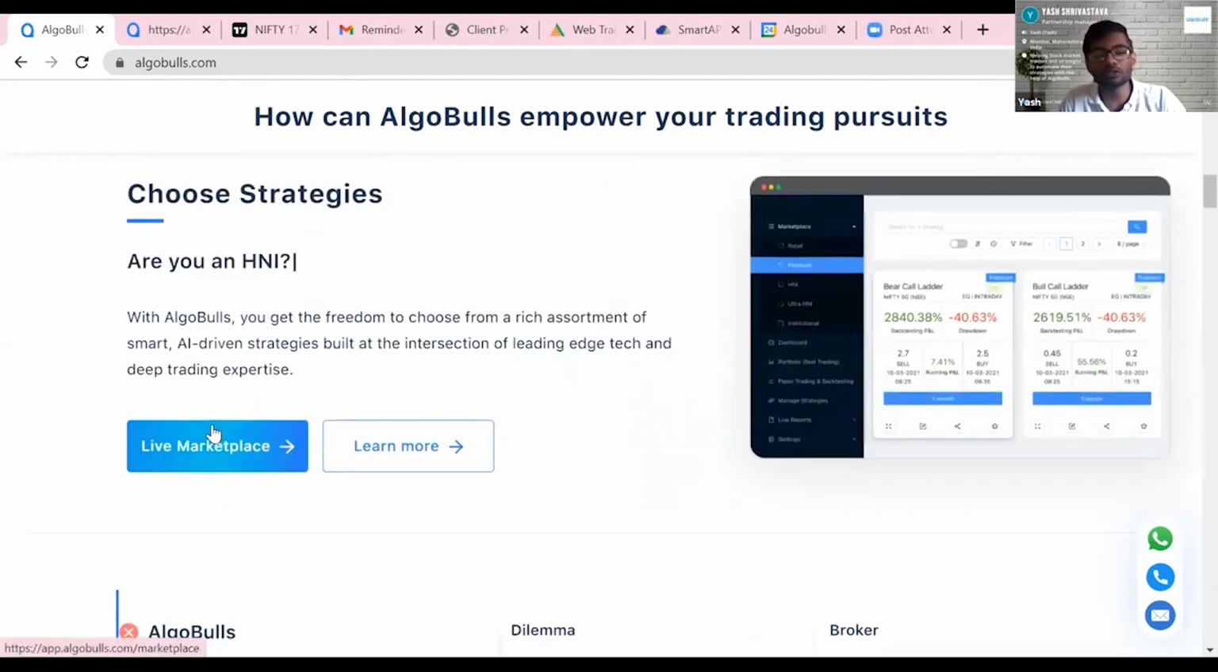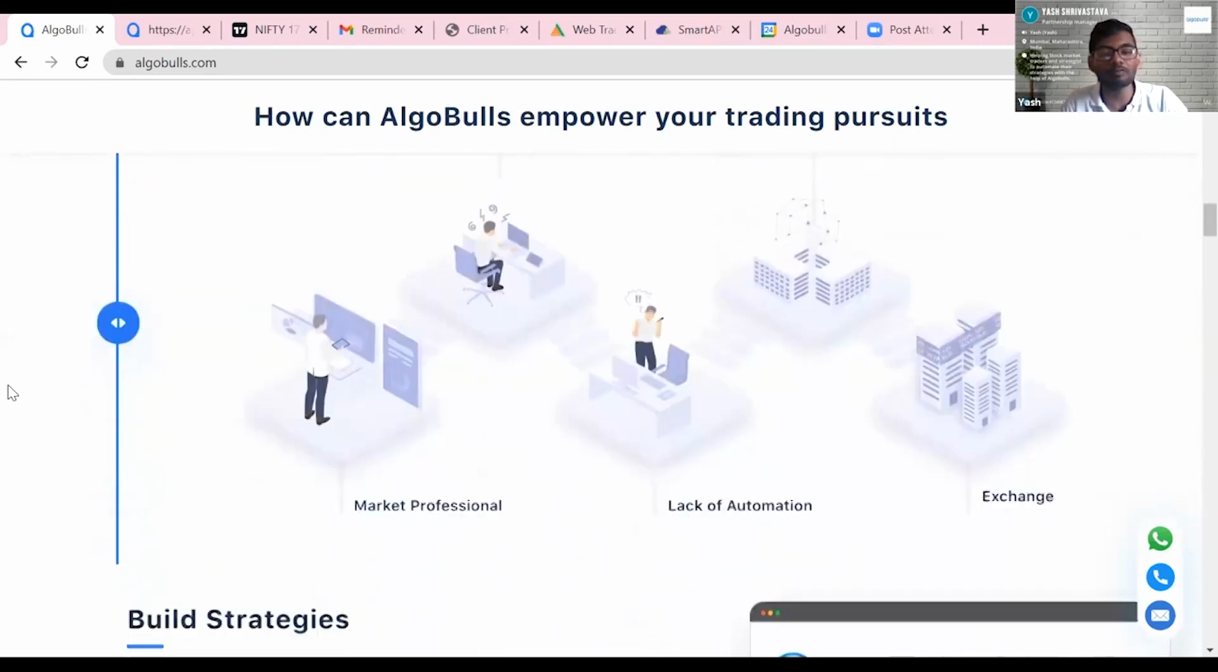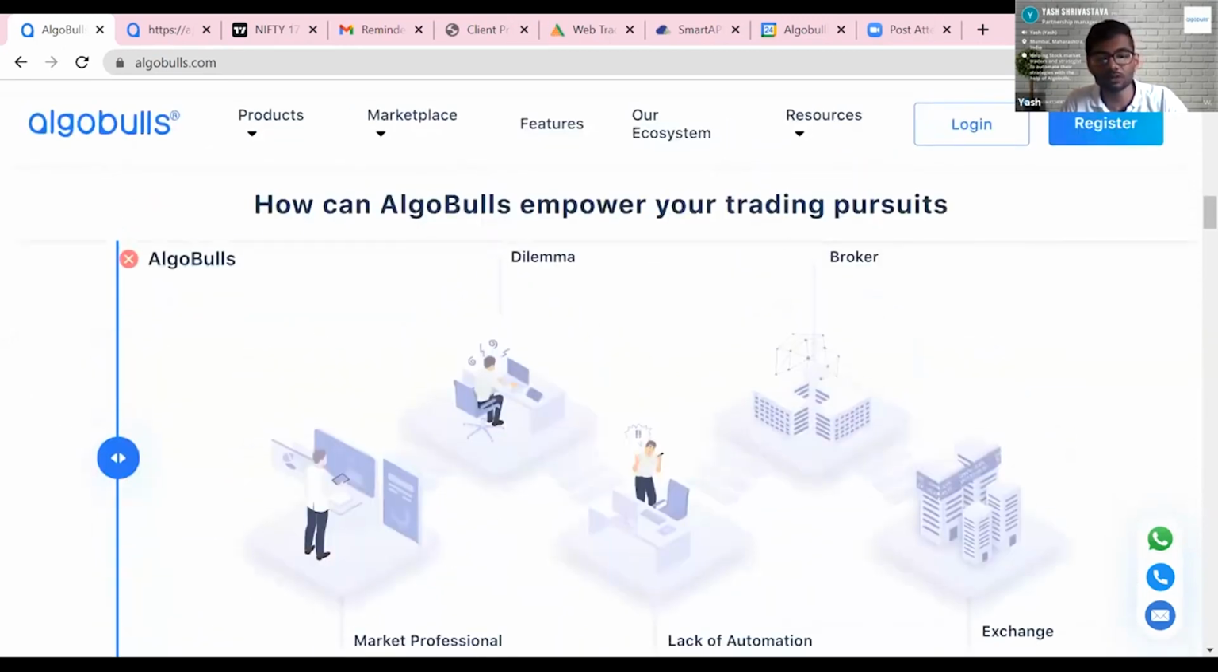Apart from that, when I was talking about ready-made strategies, we have a marketplace of 150 plus strategies, which I'll go into later. But we also have many stock market experts and strategists with us on the call too.